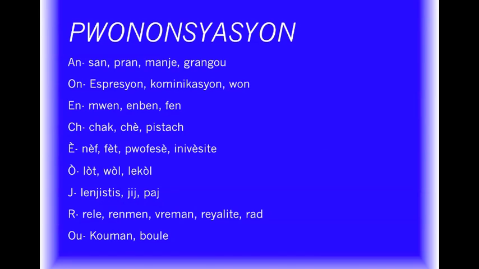Next we have R. The R sound is a French R, and this does not exist in English, so do not try to substitute an English sounding R for the Creole R, which again is like the French R. It's made in the back of the throat. So try the sound just by itself. R. R. Now with words. Relais, remets, vraiment, réalité, rad.